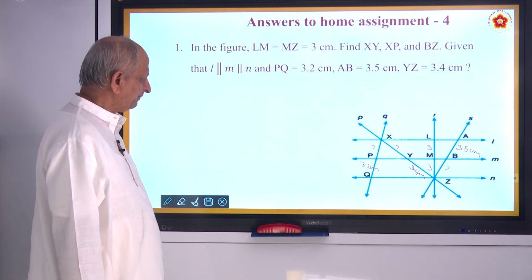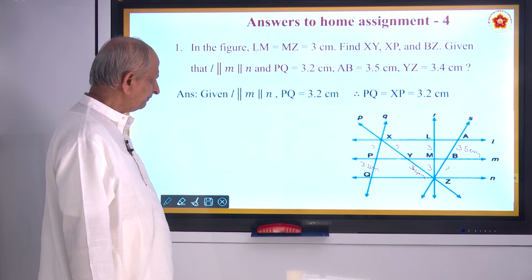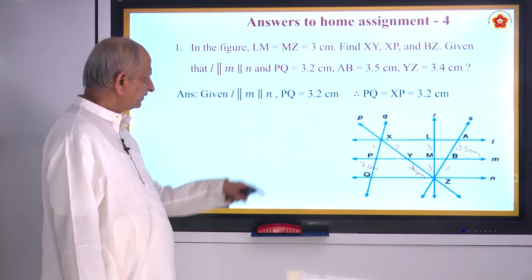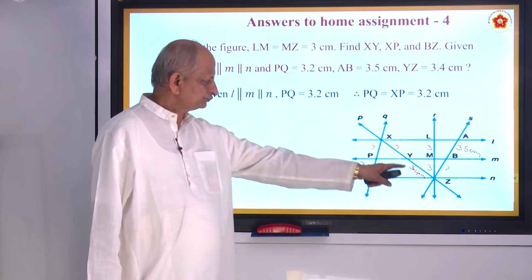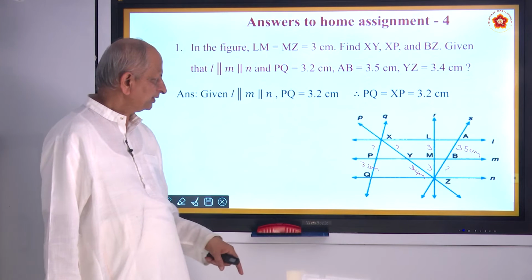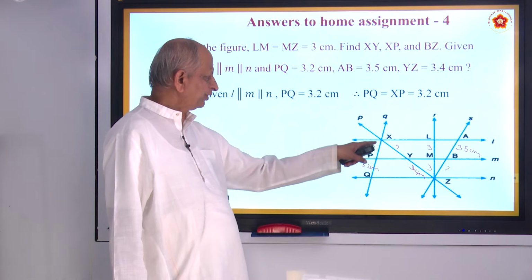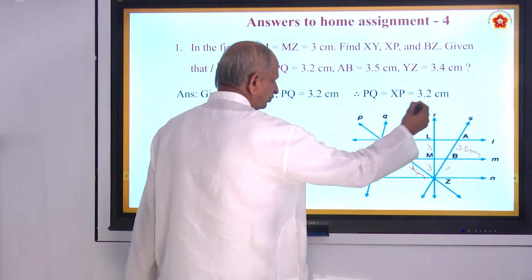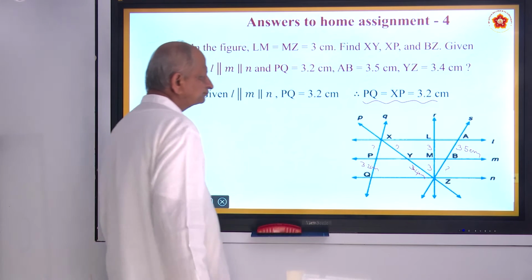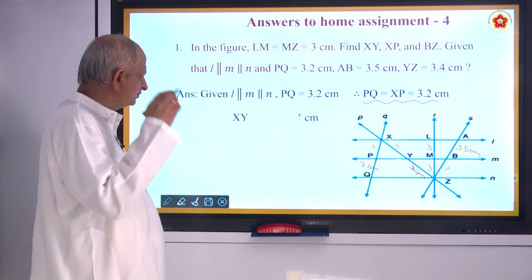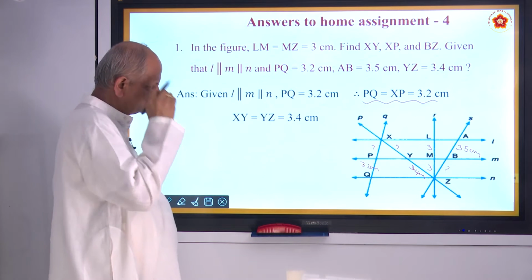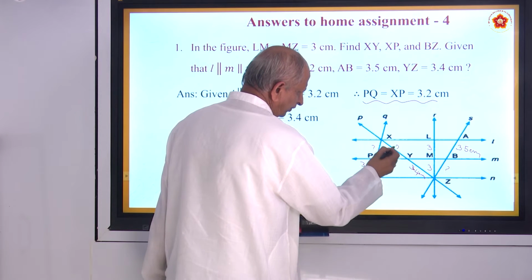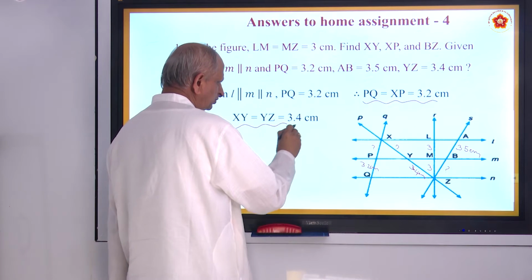So you can use the intercept theorem. Line L is parallel to M is parallel to N, and given that PQ is 3.2. Therefore, PQ is equal to XP because they are intercepts made. So that will also be 3.2, first answer. Second answer, XY is equal to YZ. YZ is given as 3.4. So XY is equal to YZ is equal to 3.4.